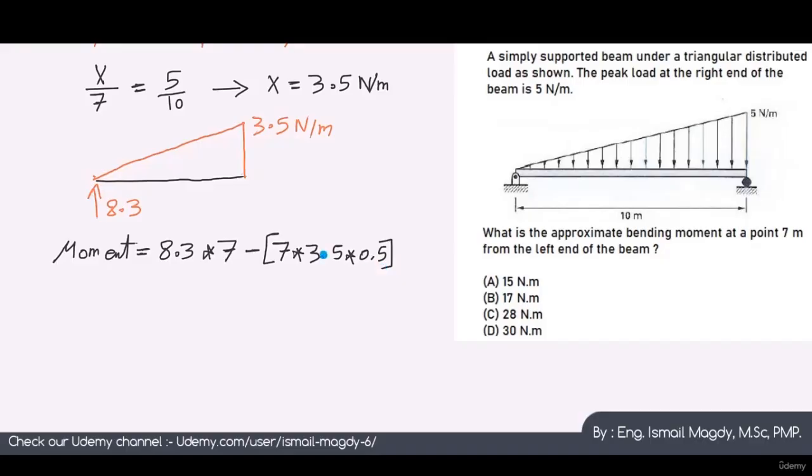All of this is the value of the force, multiplied by 7 over 3, which is the arm, because we know that this whole distance is 7 meters, so the third is 7 over 3, because this will be the location of the resultant force. So solving this equation, we can obtain that the moment equals 29.5 Newton meter.